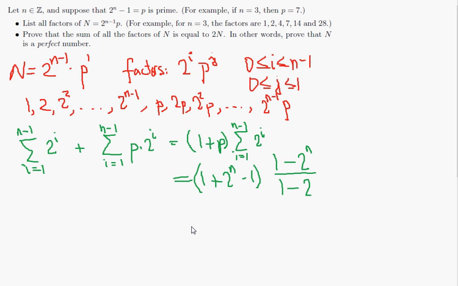So this is equal to 2 to the n. Then here I have 1 minus 2 to the n over negative 1, which is 2 to the n minus 1, because dividing by negative 1 is the same as flipping the sign. So that's equal to 2 times 2 to the n minus 1. And notice that 2 to the n minus 1, again, is equal to p. So that's equal to 2 times capital N, which proves that the number is a perfect number, that if you add up all the factors, you get 2 times capital N.